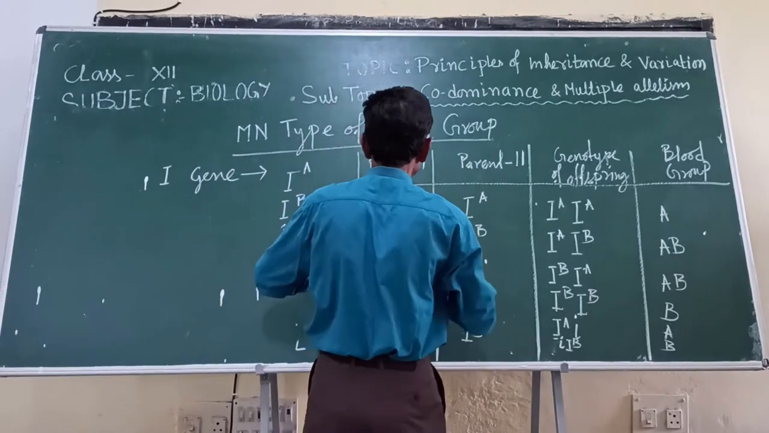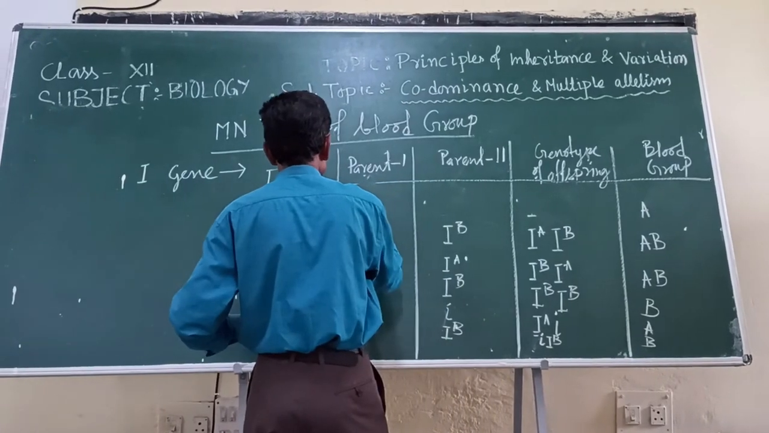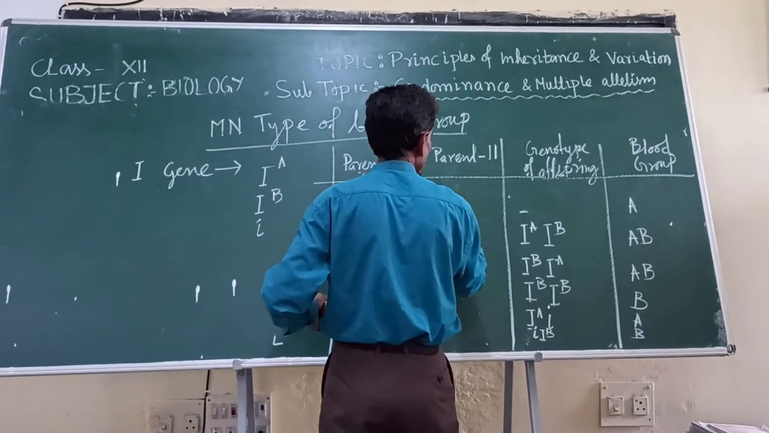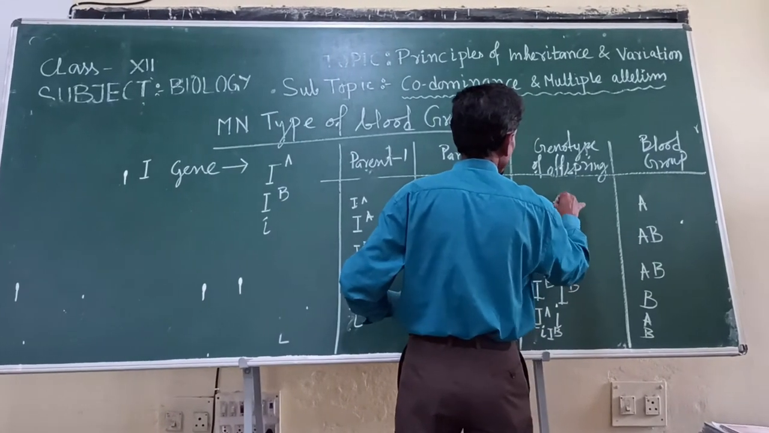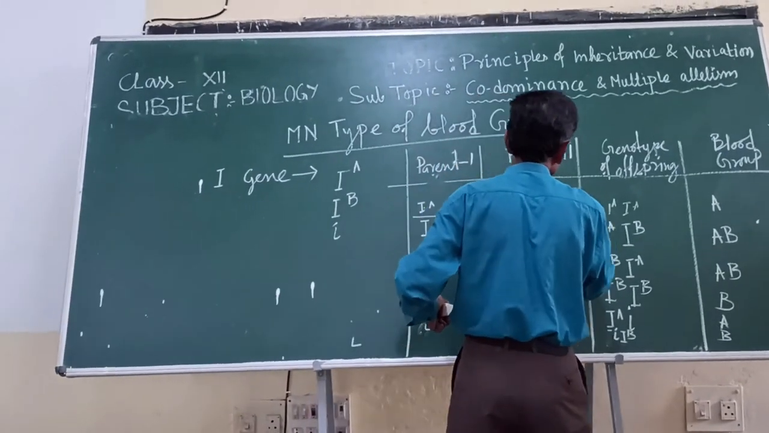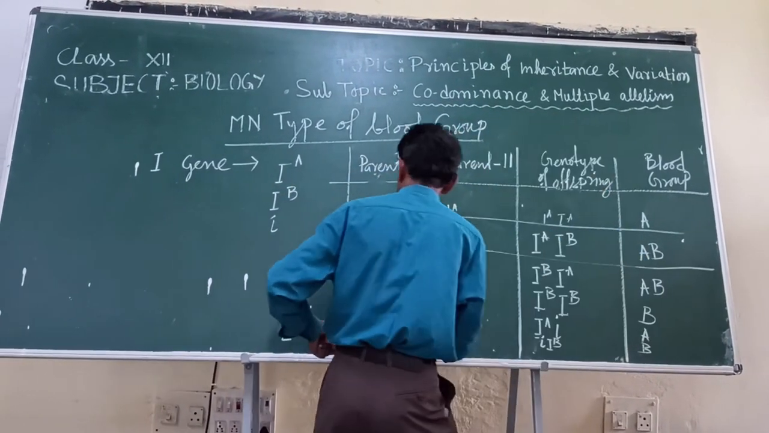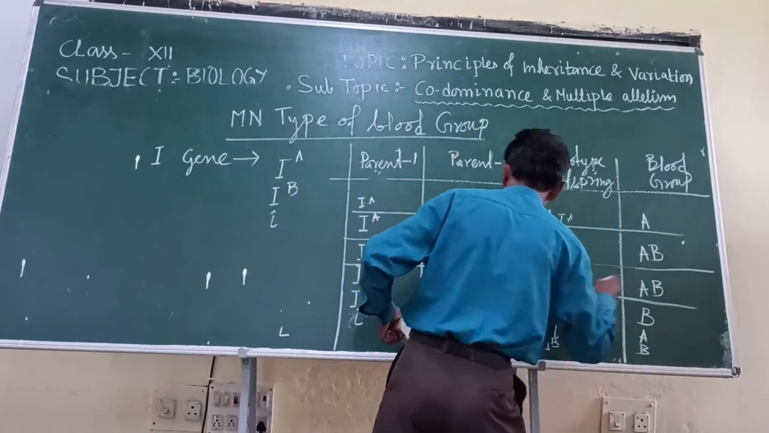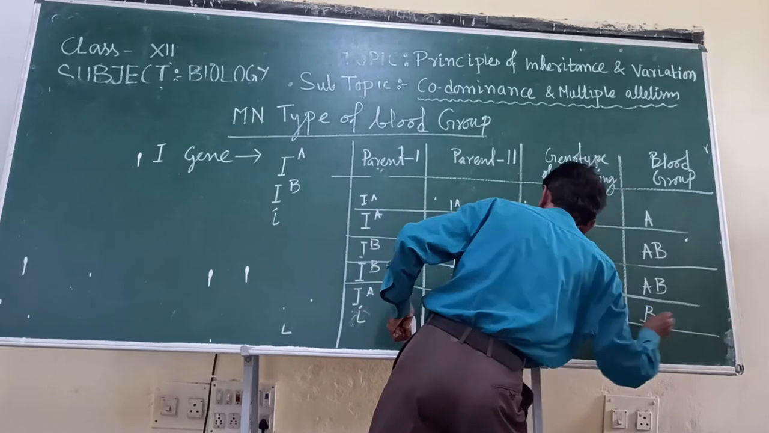If suppose I shall make a little space here, I, A, I, A, it was I, A, I, A, the blood group was this. So I have made some space. This, this, this is another.